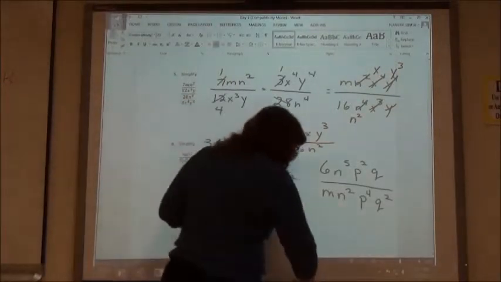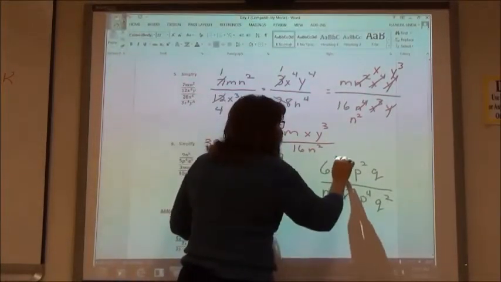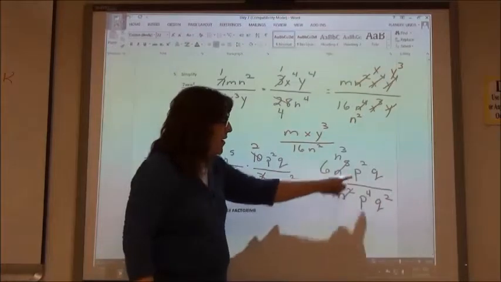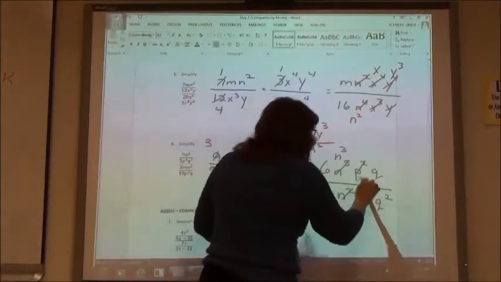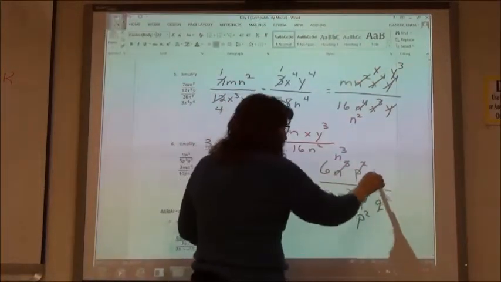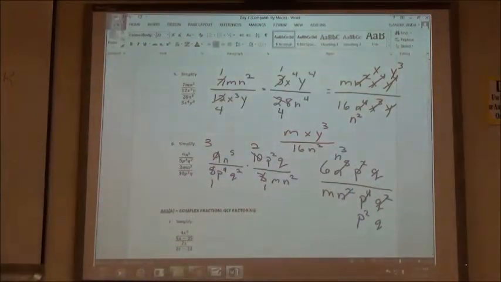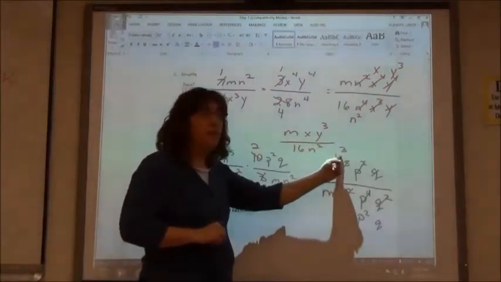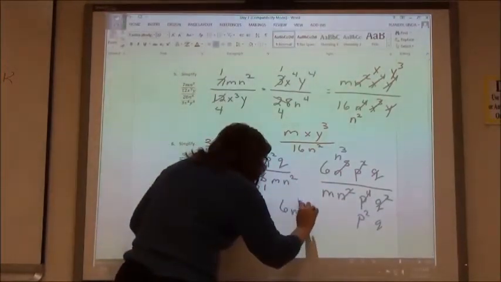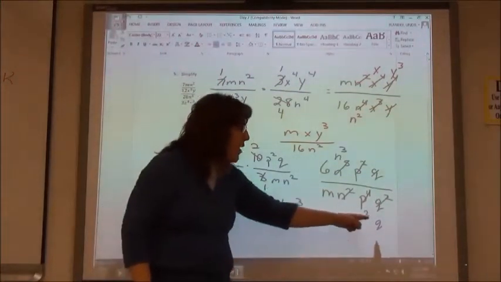Then doing my reducing. I can take out 2 of my n's, which means I have an n to the 3rd. I can take out 2 of my p's, which means I have a p to the 2nd down on the bottom. And I can only take out 1 of my q's, which leaves me a q down on the bottom. So on the top, I have the 6 n to the 3rd. On the bottom, the m, the p squared, and the q.